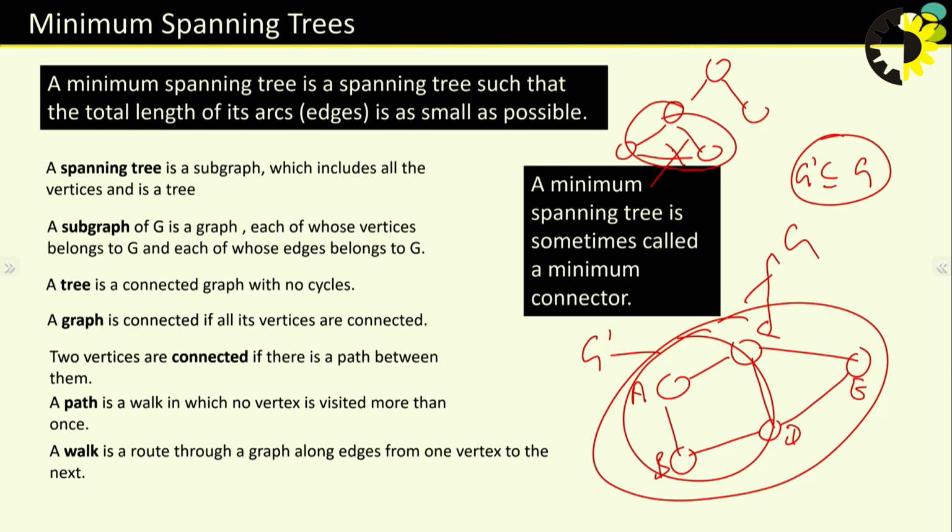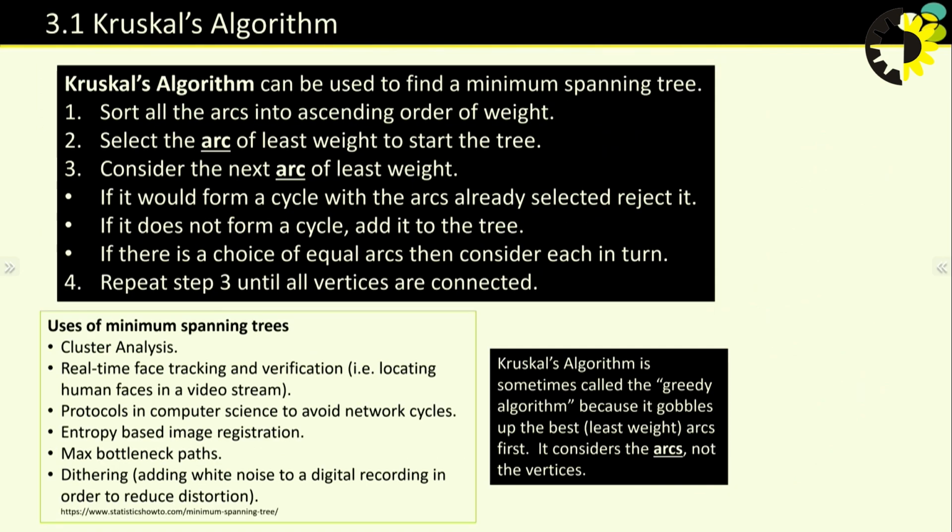Next, we come to the topic Kruskal's algorithm. What is Kruskal's algorithm? Kruskal's algorithm is sometimes called a greedy algorithm because it gobbles up the best, least weight arcs first. It considers the arcs, not the vertices. Here we will work on the arcs. Arcs means edges. We do not work on the vertices.